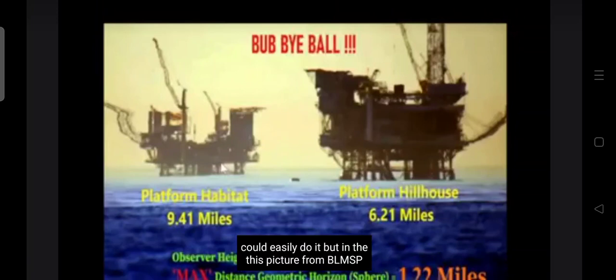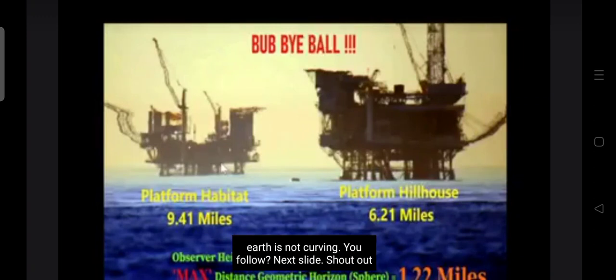But in this picture from BLMSB 69, he's at a 1 foot observer height, and according to 3959 radius, guess what? The limitation of that geometric horizon, the thing that blocks boats and buildings, you know, the bottom first, has to be 1.22 miles. And yet we see platform Hill House at 6.21 miles. We see platform Habitat at 9.41 miles. And clearly the horizon is beyond that. So Earth curve is not where Earth curve should be, which means Earth is not curving.